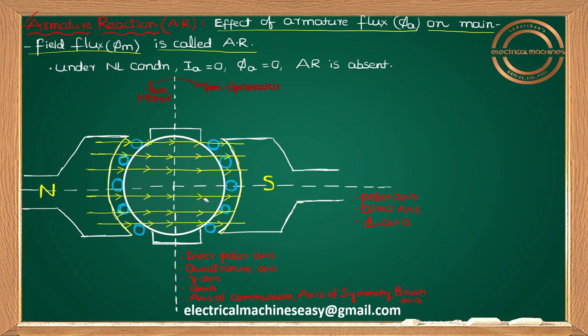Okay. So like this, you are getting the main flux lines, which are starting from the north pole surface, going towards the south pole surface. Okay, guys. Now, whenever this main flux is coming, because of generator action, EMF will be induced in that conductor.